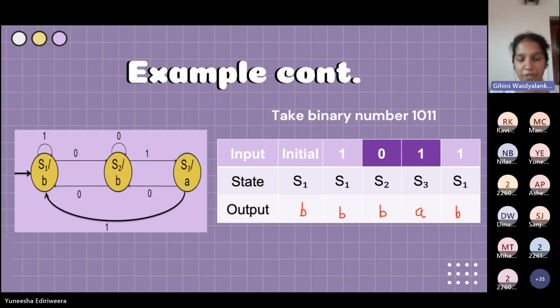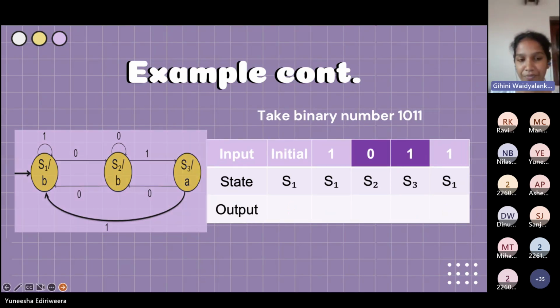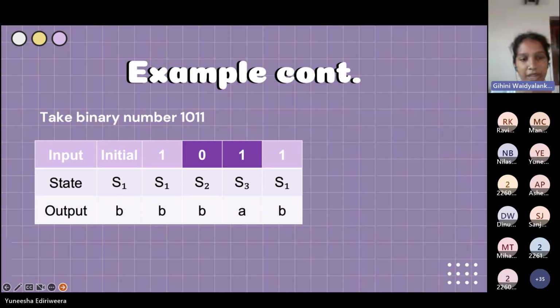Can you move on to the next slide, Manisha? So now you guys can see that this is the output that is produced by 1011 in a Moore machine.